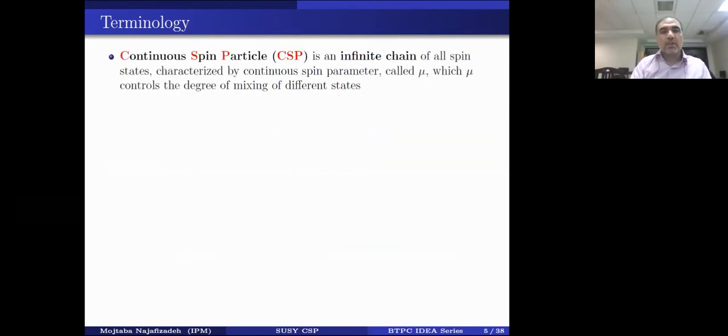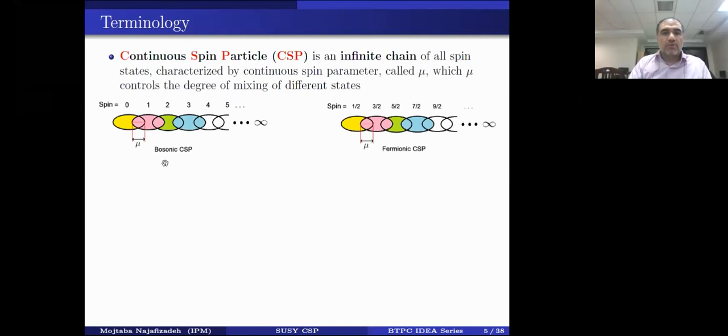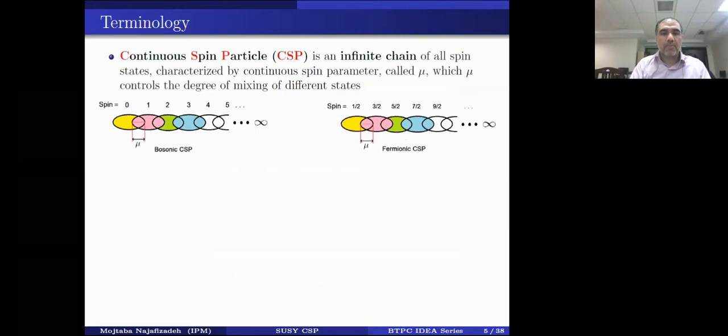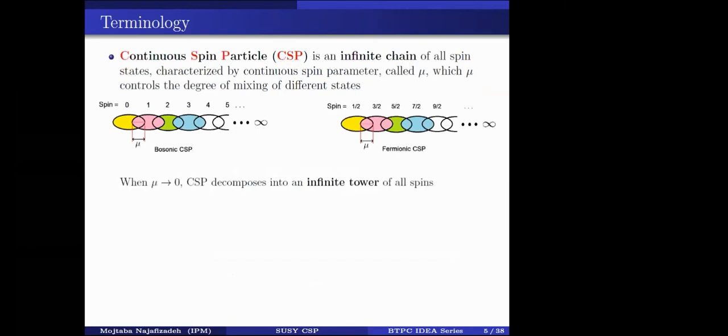But a continuous spin particle, in short CSP, is an infinite chain of all spin states characterized by a continuous spin parameter called mu, which controls the degree of mixing of different states. For bosonic CSPs, we have such a field, naively, and for fermionic CSPs, we have this shape. This is why I call this an infinite chain, but for the previous case, higher spin, I called it an infinite tower.